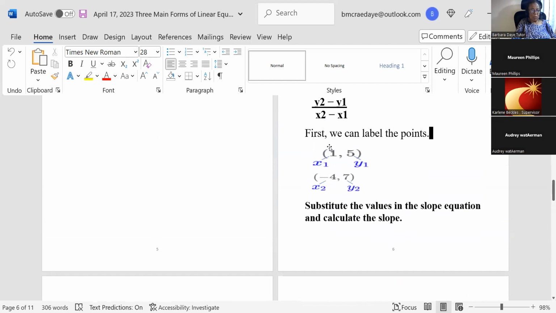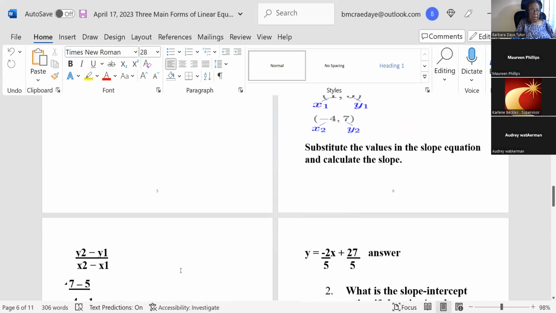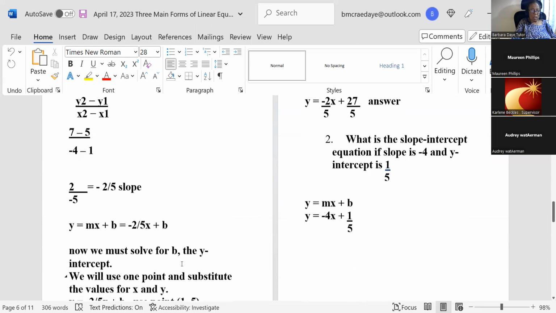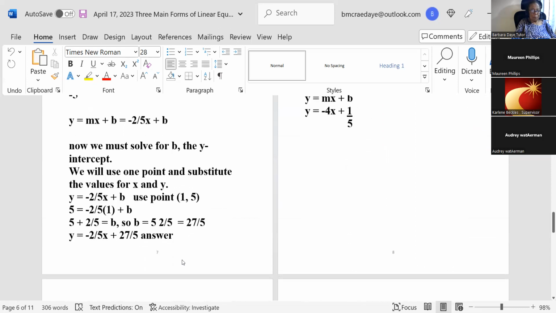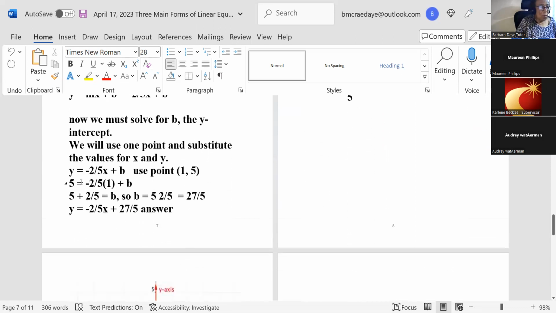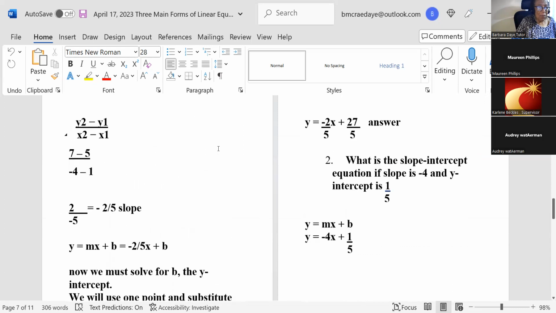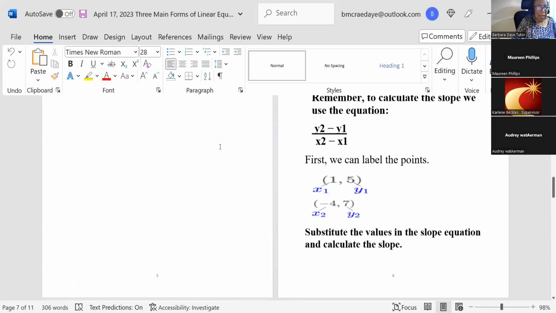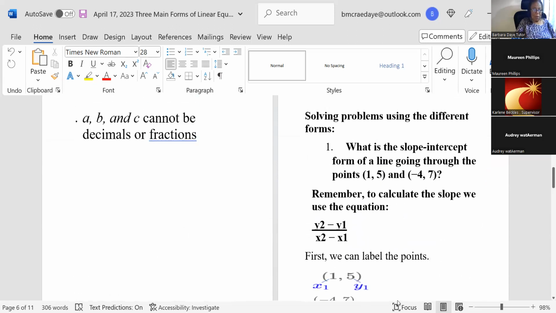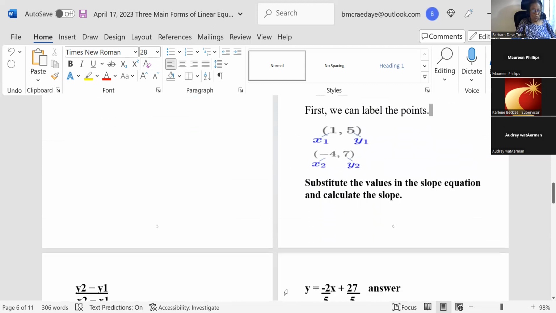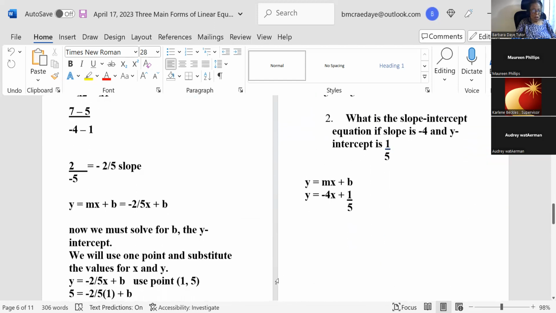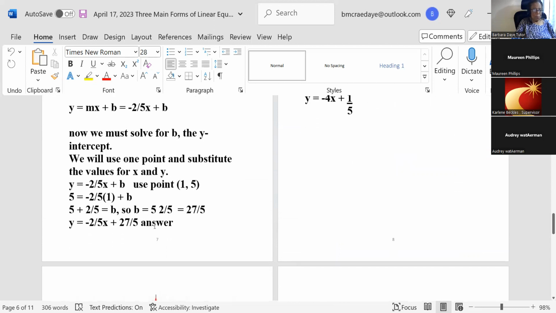Let's go back up here. You could take the 1 and the 5, or you could take the -4 and the 7, whichever one you want to take, and substitute in the equation and solve for the b. All right. So if we take y is 5, x is 1, we substitute those in, we can solve for our b.